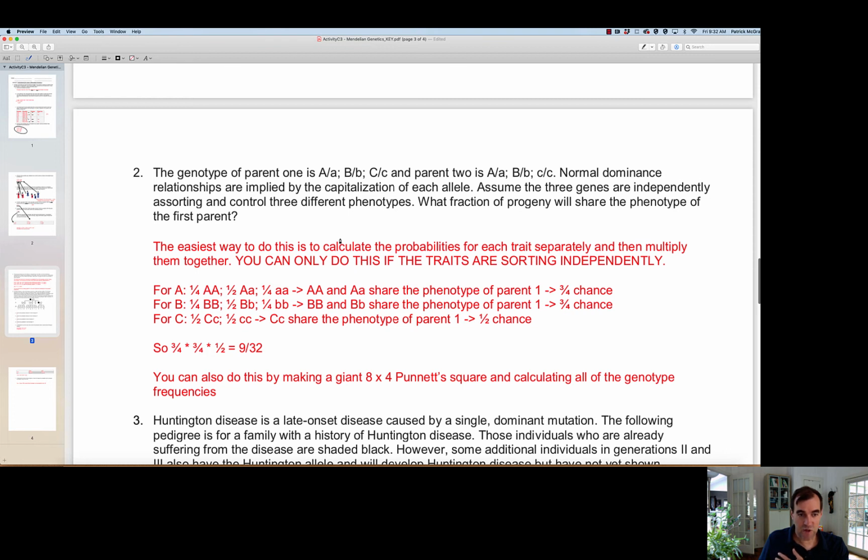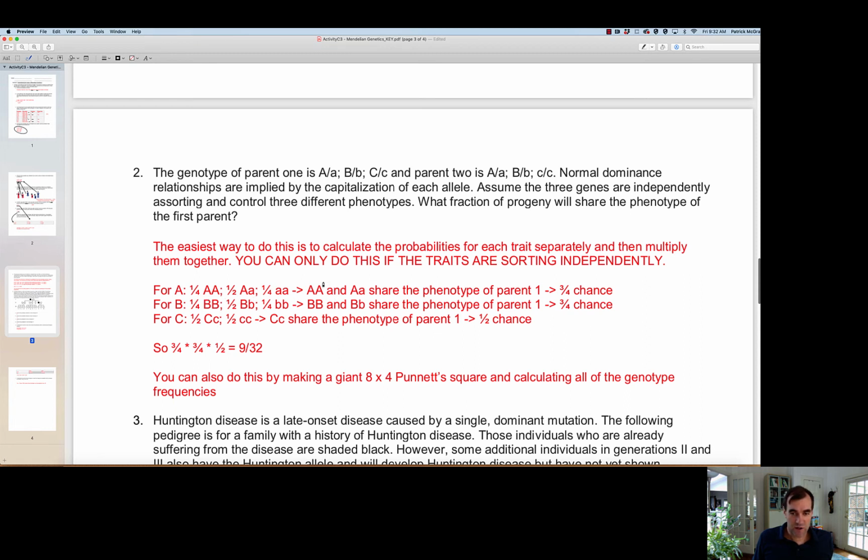The easiest way to do this is just to calculate the probabilities for each trait separately and then multiply them together. You can only do this if traits are sorting independently, but we're in chapter 3, so we know that this is an assumption. So for A, what are the genotypes of A that are produced?